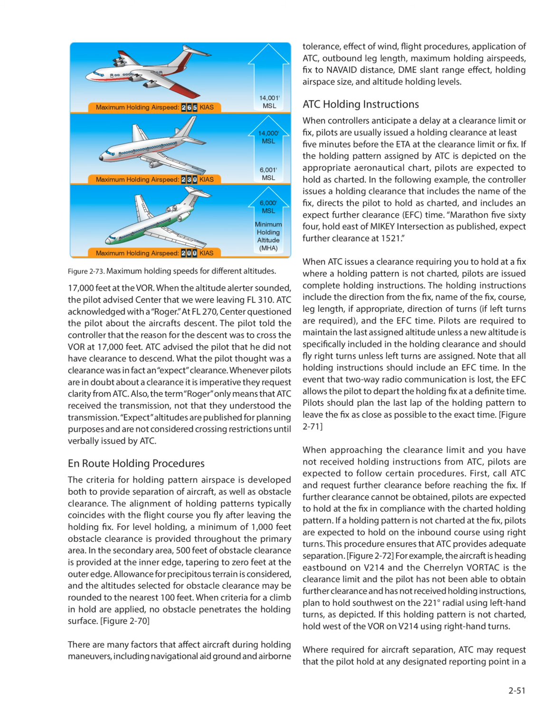On route holding procedures, the criteria for holding pattern airspace is developed both to provide separation of aircraft, as well as obstacle clearance. The alignment of holding patterns typically coincides with the flight course you fly after leaving the holding fix. For level holding, a minimum of 1,000 feet obstacle clearance is provided throughout the primary area. In the secondary area, 500 feet of obstacle clearance is provided at the inner edge, tapering to 0 feet at the outer edge. Allowance for precipitous terrain is considered, and the altitude selected for obstacle clearance may be rounded to the nearest 100 feet. When criteria for a climb and hold are applied, no obstacle penetrates the holding surface.